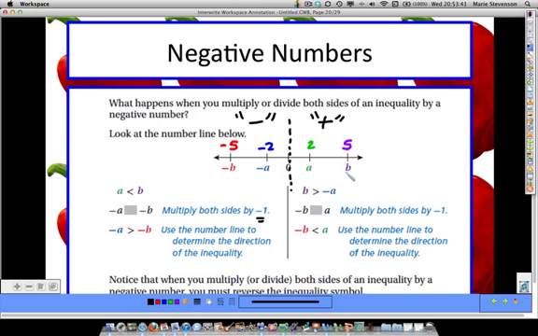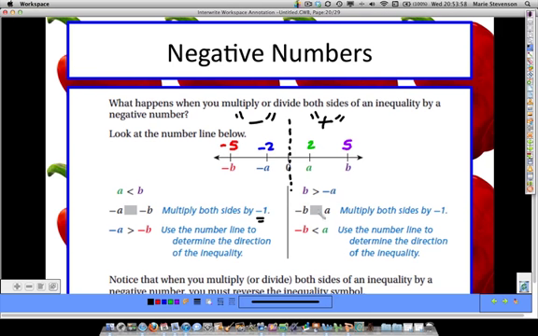This says b is greater than negative a. Well, that's obvious because b is positive and a is negative, right? And positives are always bigger than negatives. Well, what if we were to multiply both of these by negative 1? Well, the b would turn negative, the a would turn positive.